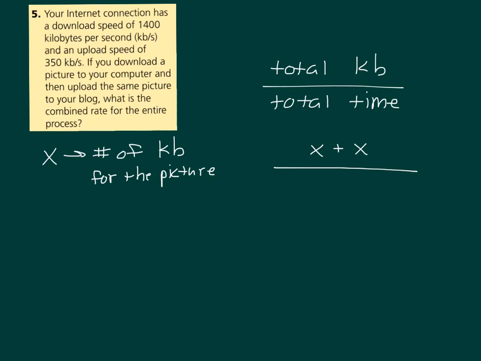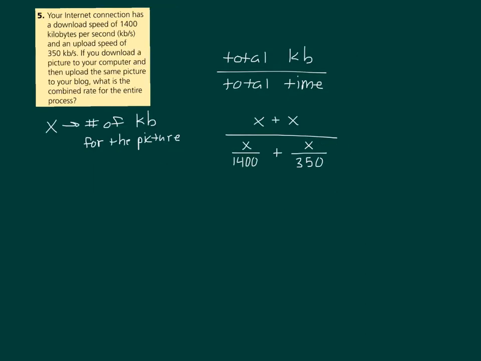And similarly to how miles per hour would work, what you say is if you know how many kilobytes there are and you know how fast it was going, then the total time it took to download is x over 1400. And the total time it took to upload the picture is x over 350. So now we have a complex fraction just like our previous example. We want to simplify the numerator and the denominator, which in this case is not overly complicated in the numerator anyway. The numerator is going to be 2x.